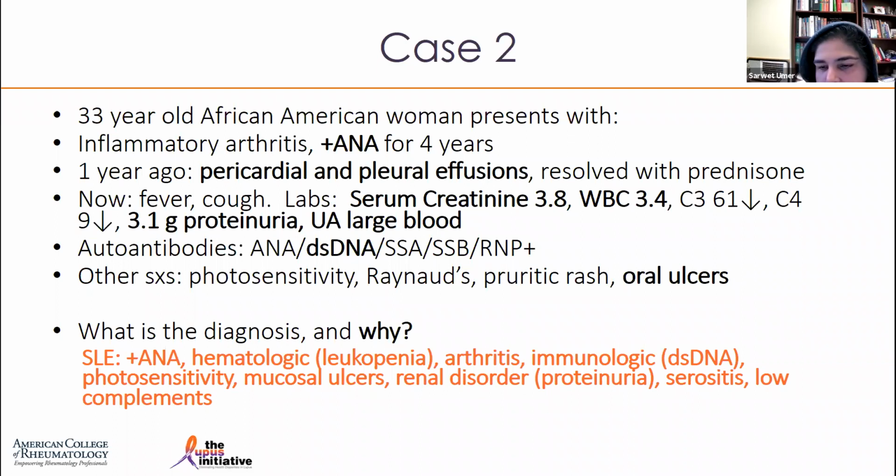renal disorder. The patient has so much proteinuria and a creatinine of 3.8. So the patient is having active lupus nephritis. The patient has serositis and low complement. So there are many criteria here, and this is a sick lupus patient because she has major organ involvement in the form of kidney disease as well as a history of serositis.